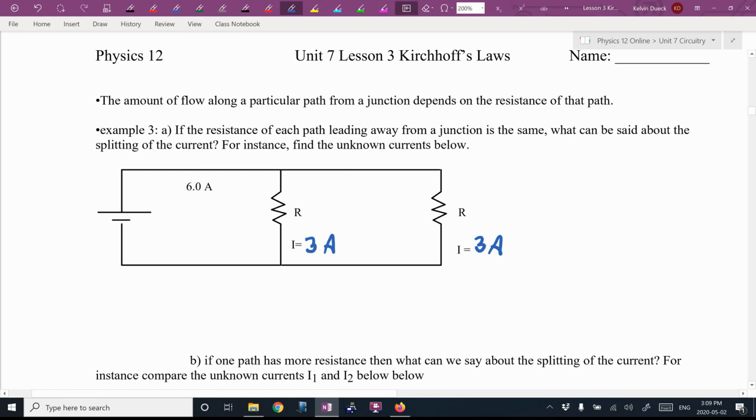You can survive without that. I think once or twice I've used this as a shortcut. I think you might actually have to use it for a couple of questions in the homework, but yeah, it kind of makes sense. Identical resistors will take identical currents if you try and split the current up. They'll split the current up 50-50.